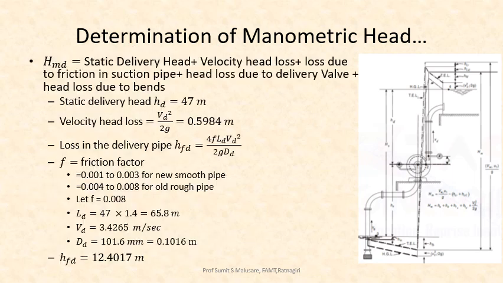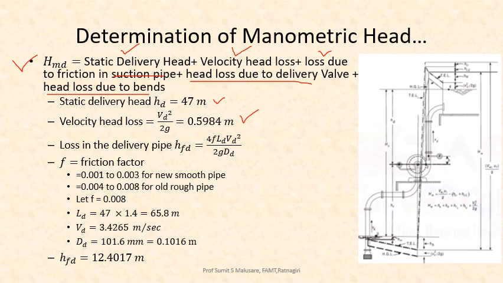Now HM for the delivery side, that is the manometric head for the delivery side, is the summation of static delivery head plus the velocity head loss plus loss due to friction in the delivery pipe, instead of the suction pipe you have to write the delivery pipe, then the head loss due to the delivery valve plus head loss due to the number of bends in the delivery side. So HD is equal to 47 meters. Velocity head loss is VD squared upon 2g, that comes out to be 0.5984 meters. Again, losses in the delivery pipe, HFD is equal to 4flVD squared upon 2gD.